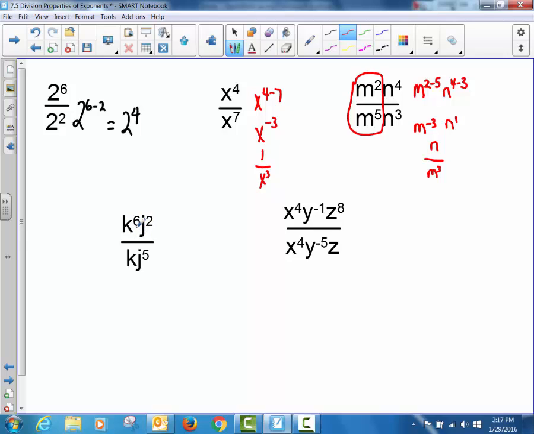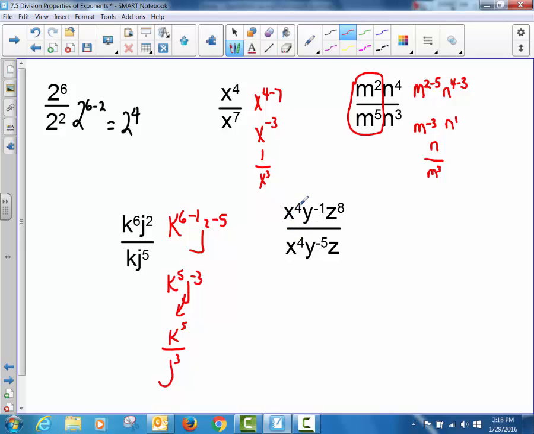Alright, we've got k to the 6 minus the exponent, when there's not one there is a 1, and j to the 2 minus 5. That gives us k to the 5, j to the minus 3. And when we have a negative exponent, it tells us to move it to the other side of the division line. So this is telling us to move it down. So we've got k to the 5th over j to the 3rd. I hope that you got that. Now pause the video, do this one, and come back to me and we'll see how you did.